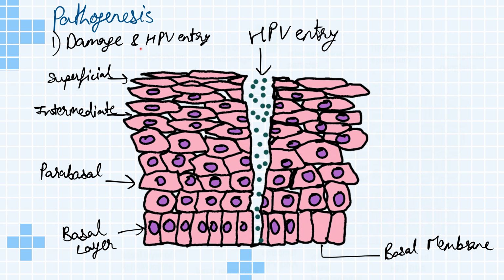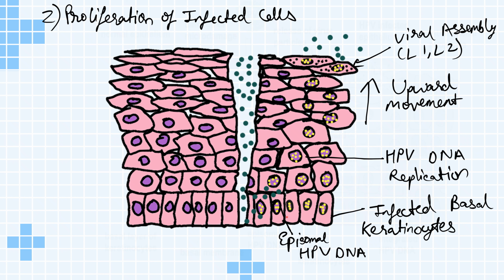Everything starts with infection by the human papilloma virus or HPV. Normally, the cervical squamous epithelium has multiple layers. At the bottom lies the basal layer, which contains actively dividing cells. When minor epithelial damage occurs, HPV gains access to these basal cells. Once inside the basal cells, the virus begins to multiply. After entering the basal cells, HPV DNA exists in an episomal form and starts replicating.